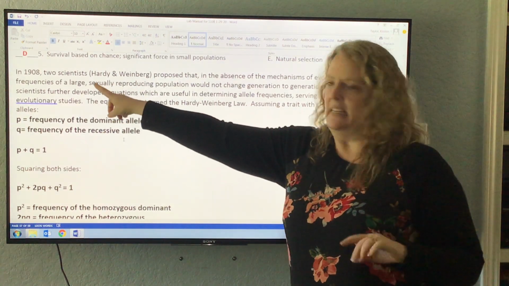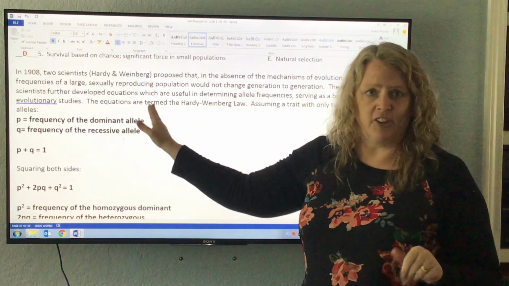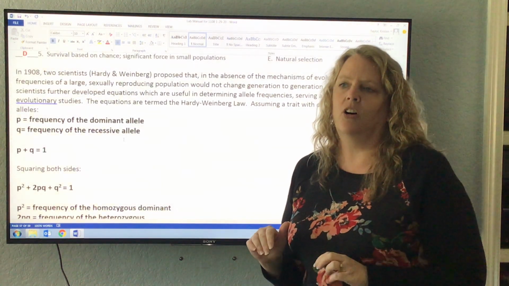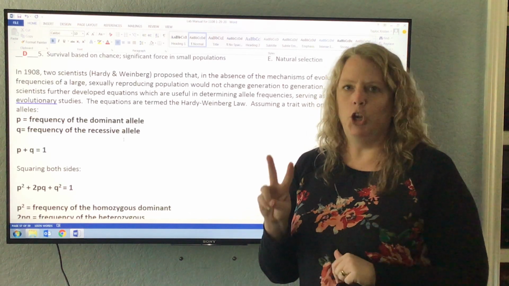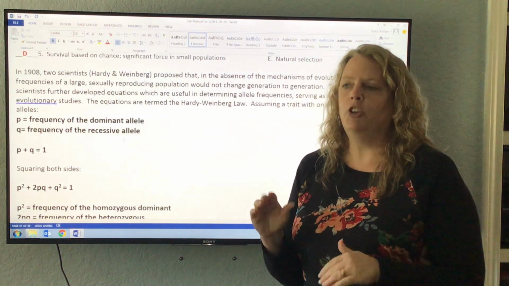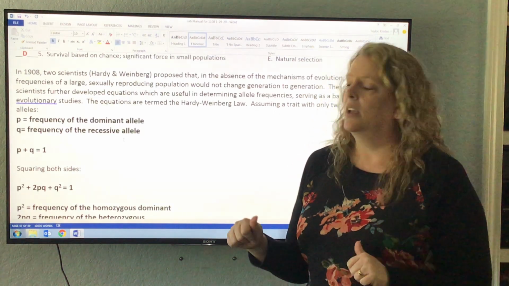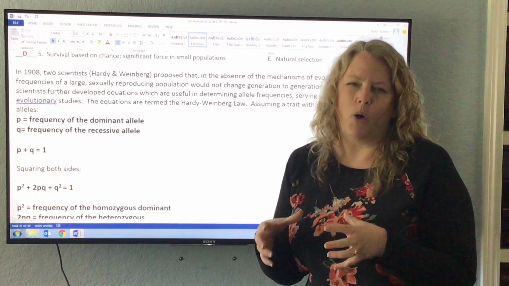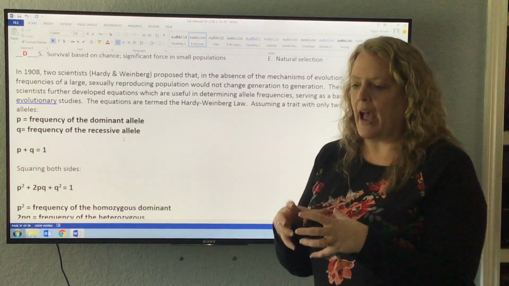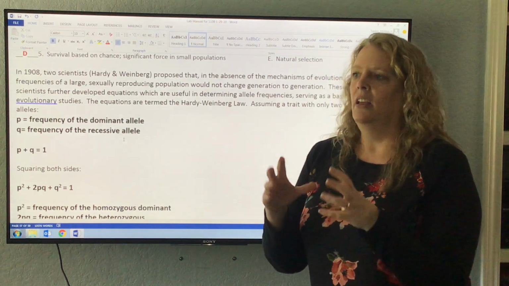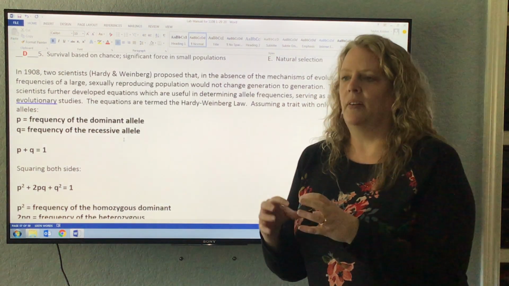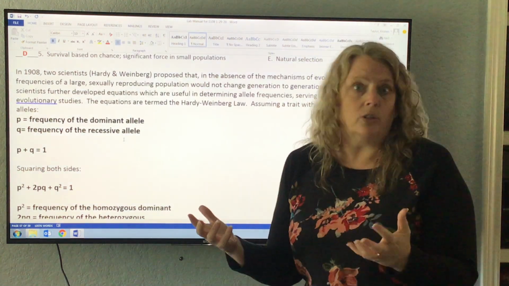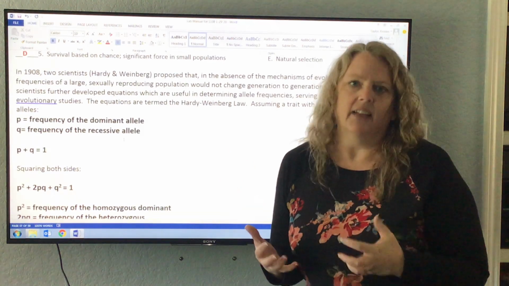So we have 2 scientists, Hardy and Weinberg, their last names. They got together in 1908 and they came up with what they call Hardy-Weinberg equilibrium. It's two equations that can be used to calculate the gene pool. Okay. And remember, a gene pool is all of the alleles for that one population. So, like, how many of those members have the dominant alleles? How many of them have the recessive alleles? They're just trying to figure out a mathematical way of solving for that.